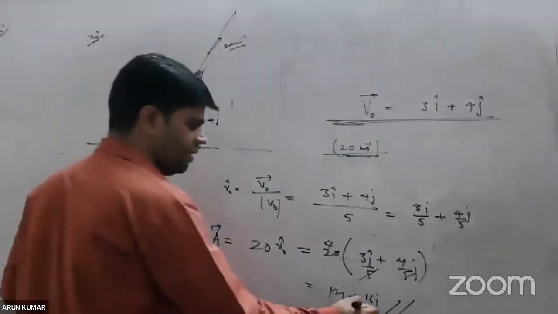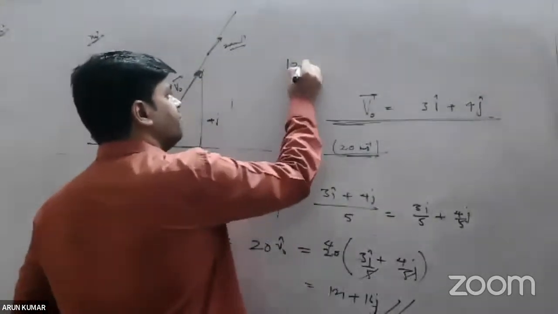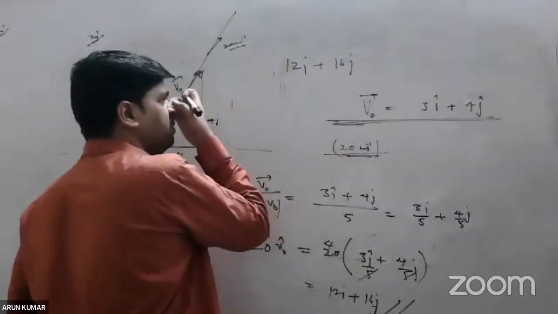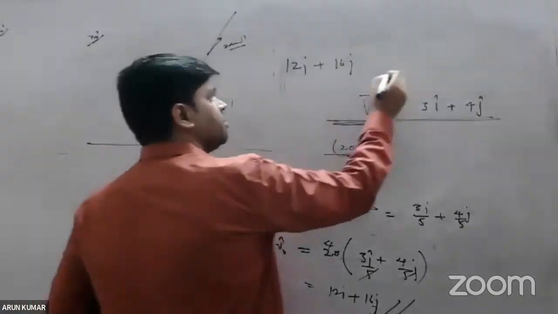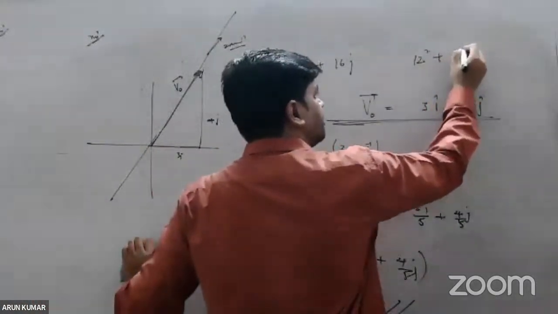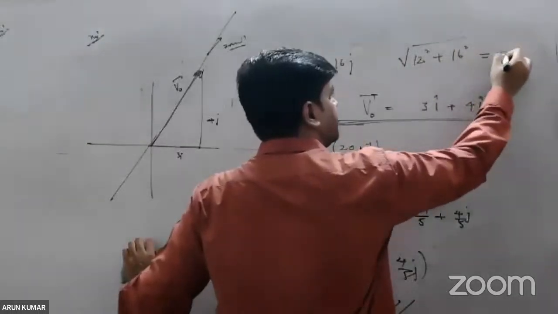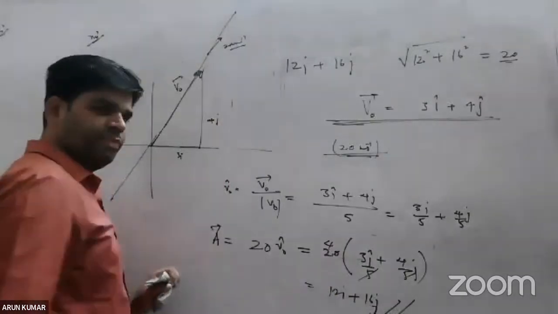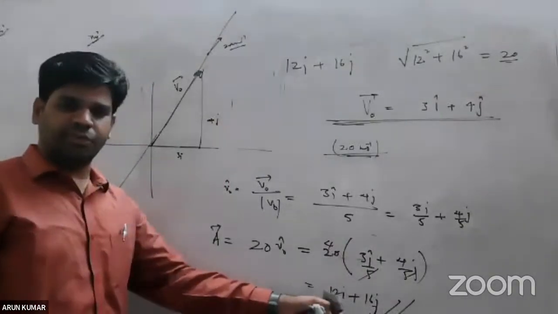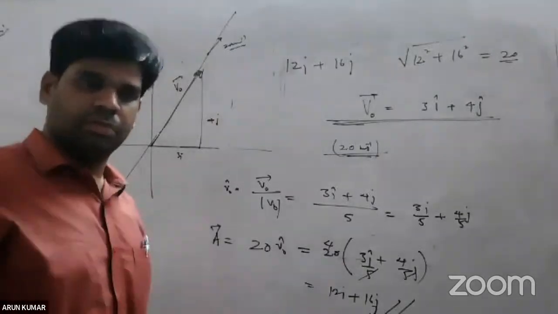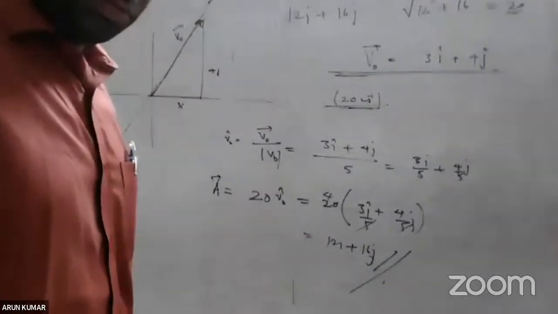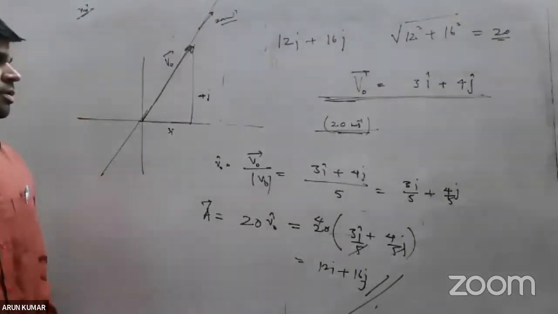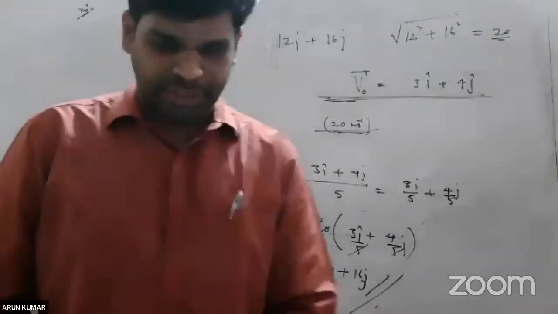Just to cross verify, what is the magnitude of 12 I cap plus 16 j cap? 12 square plus 16 square under root. How much is that turning out to be? 20. Makes sense, because my vector is of magnitude 20, and that's what I got, a vector of magnitude 20 in component form, in i j form. Correct? Right. Now let's go for this question.